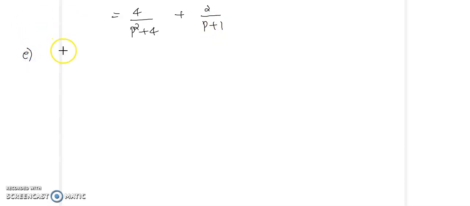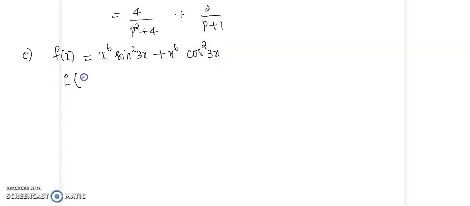And next you have f of x equal to x raised to 6 sin square 3x plus x raised to 6 cos square 3x. When you find L of f of x, x raised to 6 is common. So you have sin square 3x plus cos square 3x which is equal to 1. So this will be equal to L of x raised to 6. The L of x raised to 6 will be 6 factorial by p raised to 7. So that is the required Laplace transform.